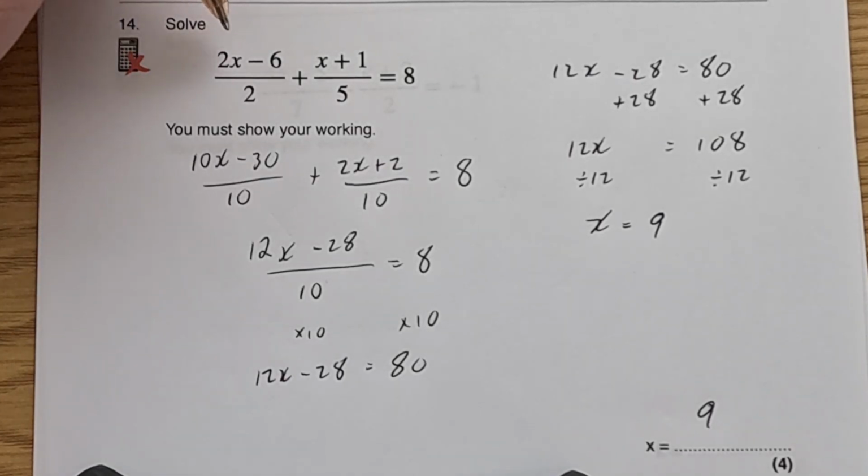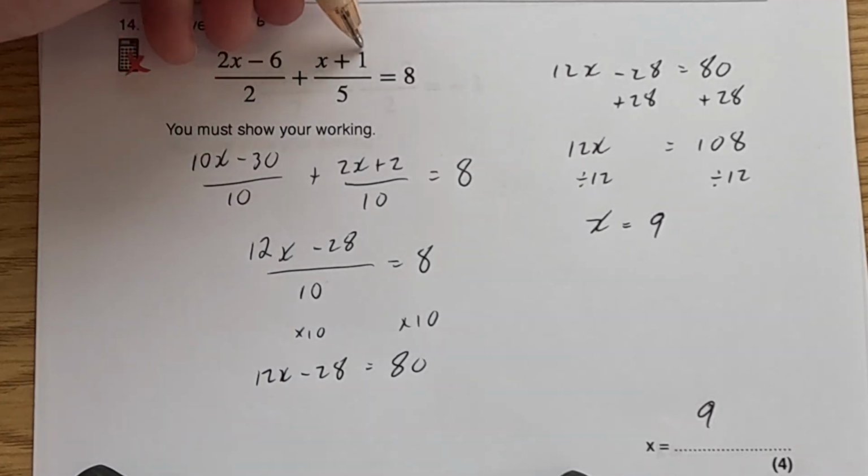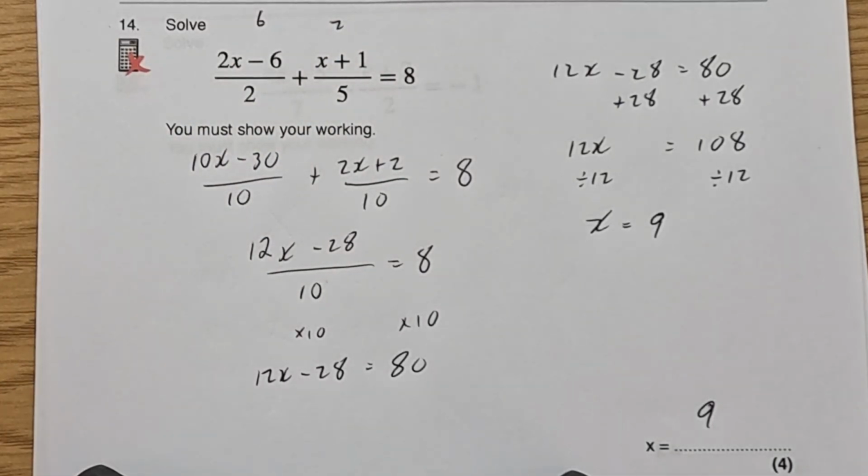2 times 9 is 18. Minus 6 would be 12. Divided by 2 would be 6. 9 plus 1 is equal to 10, divided by 5 would be 2. And 6 plus 2 is equal to 8. So that's it. We're right.